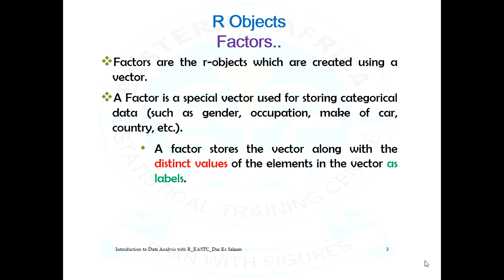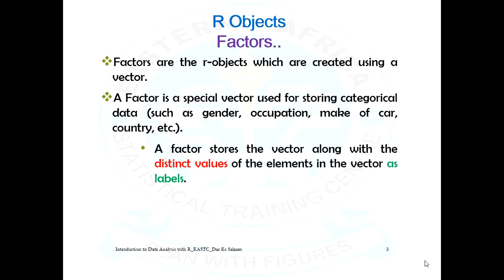In other words, you can think of a factor as a special vector that stores categorical variables such as gender, occupation, make of car, country, and so on. A vector can be of different types or formats depending on the use. Now, you can create a special vector when you have categorical variables, and that special vector is termed a factor.